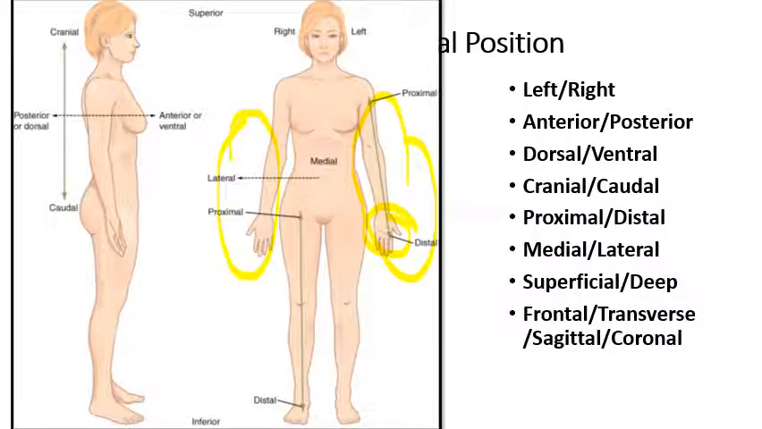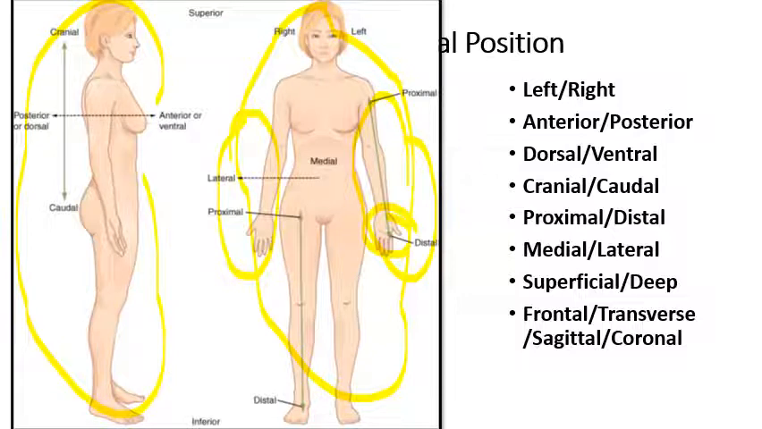Now we've established left and right. The image on the right hand side of our screen is a frontal image, so we're looking at this woman from the front. If we look at her from the side, it is referred to as a lateral view. So on the right we have a frontal view, on the left we have a lateral view. If you look at the diagram on the left, you'll notice that the front of the body is referred to as the anterior, and the back side of the body is referred to as the posterior.